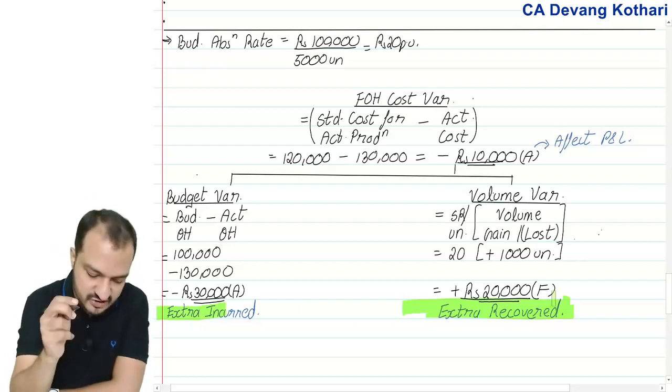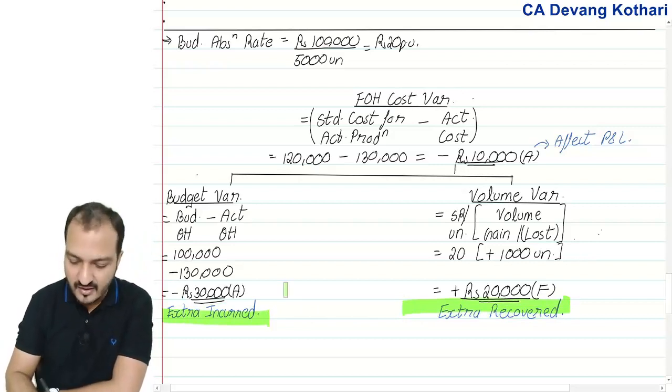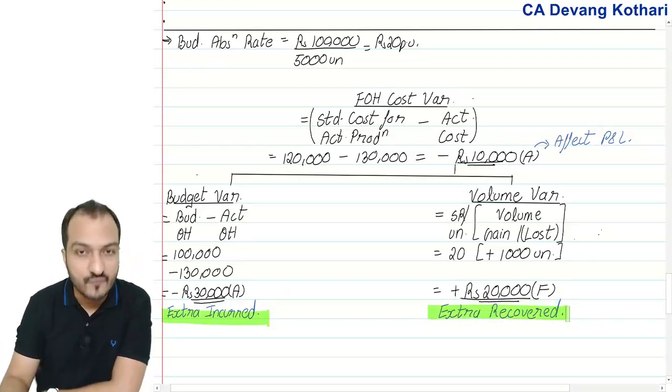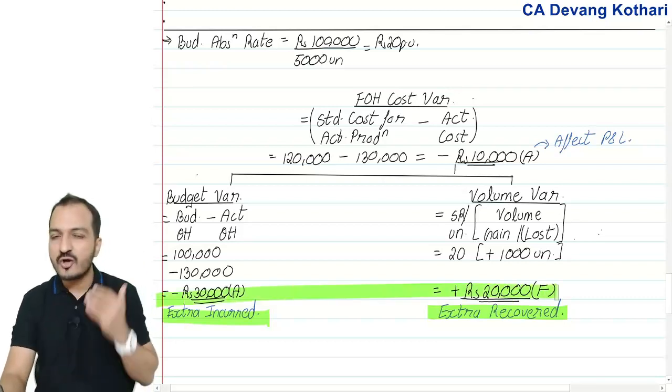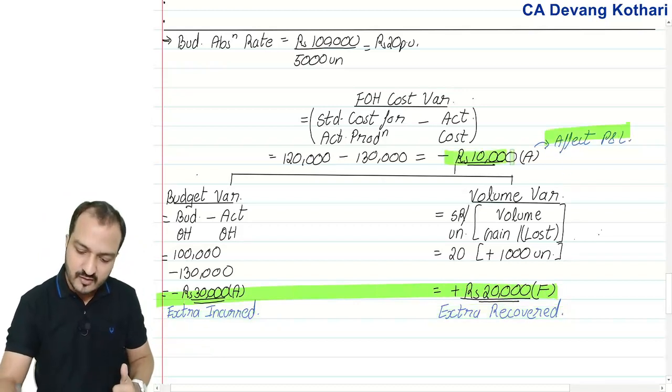As compared to the original budget, I incurred 30,000 extra. But against that, I even recovered 20,000 extra from the customers. So my net extra cost affecting P&L is only 10,000 rupees.